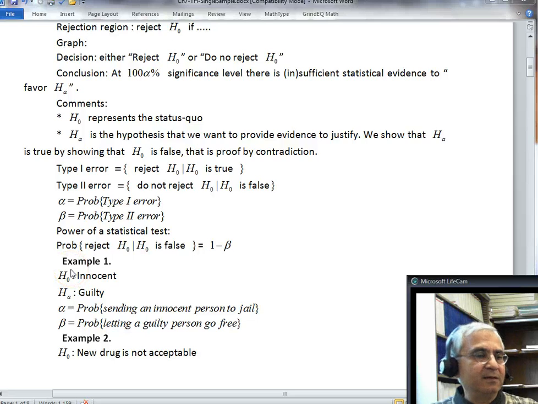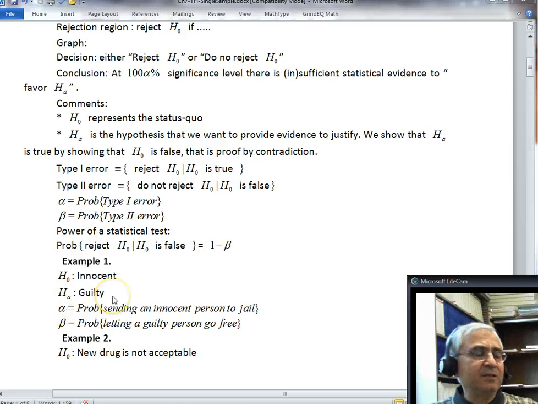So prove by contradiction. Let's see what type 1 error would mean. If H0 is true, so the person is innocent, but the judge ends up rejecting that and saying the person is guilty, that would be sending an innocent person to jail. That's alpha. That's the first type of error.